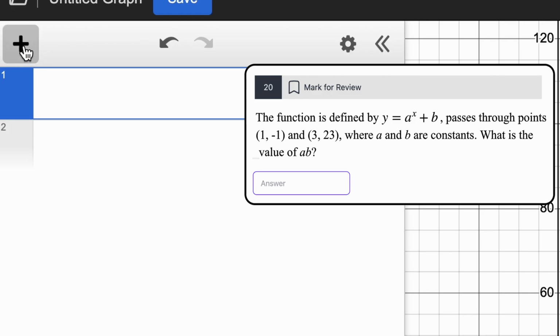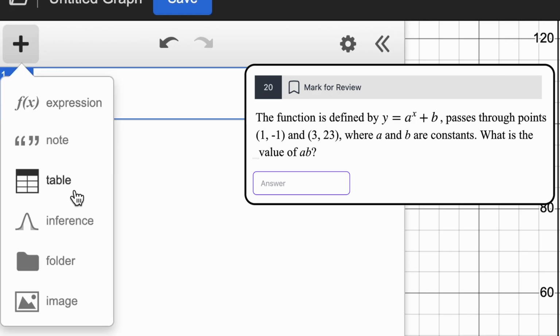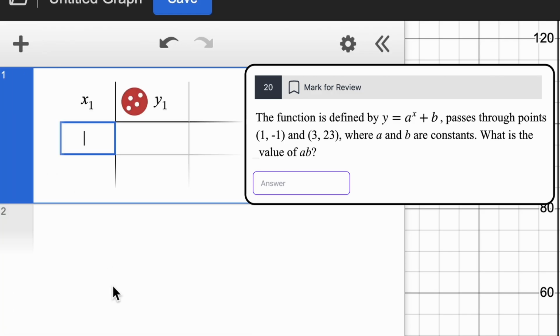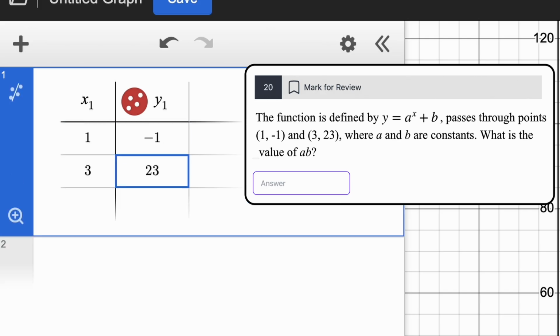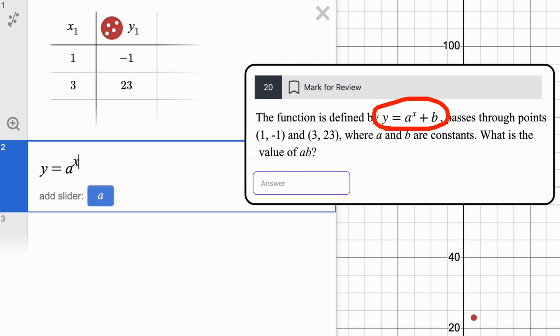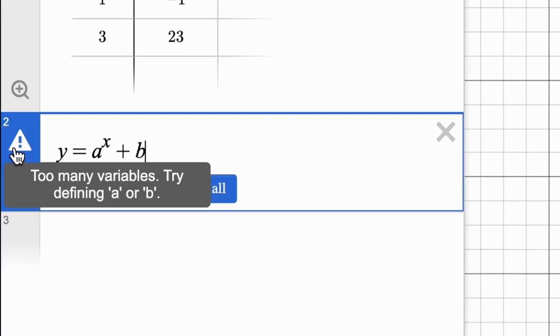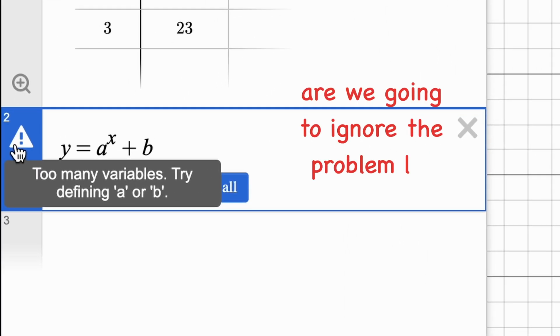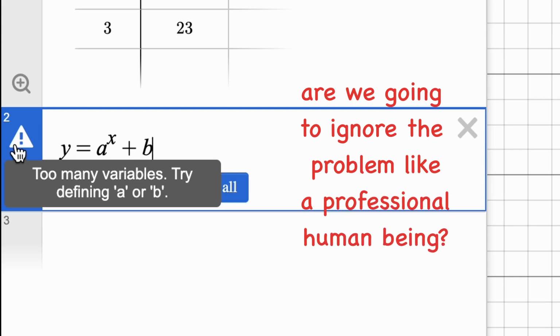First, simply click on this plus button, choose a table. They give us points 1, -1 and 3, 23, which we insert here. Then see this equation? Let's type it in as well. Are we going to ignore the problem like a professional human being?